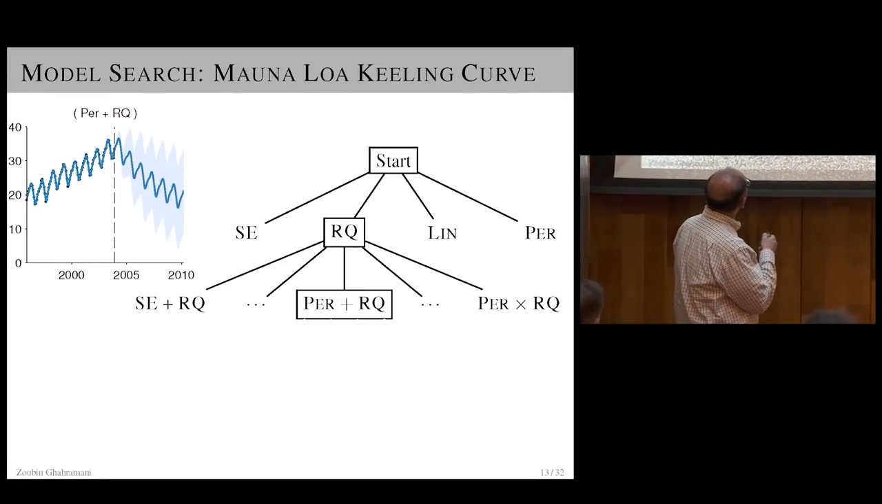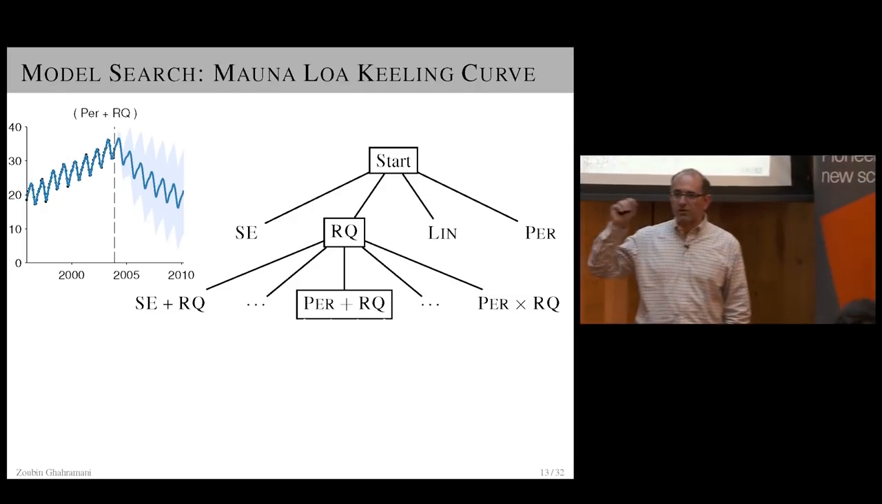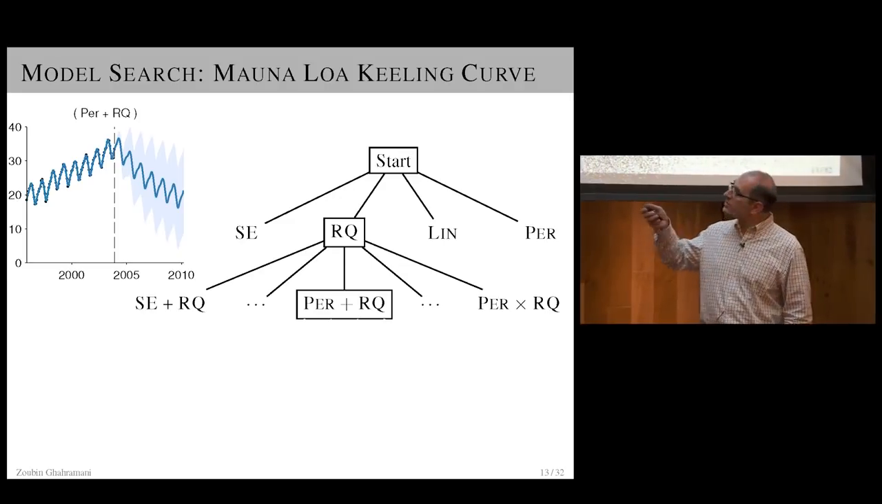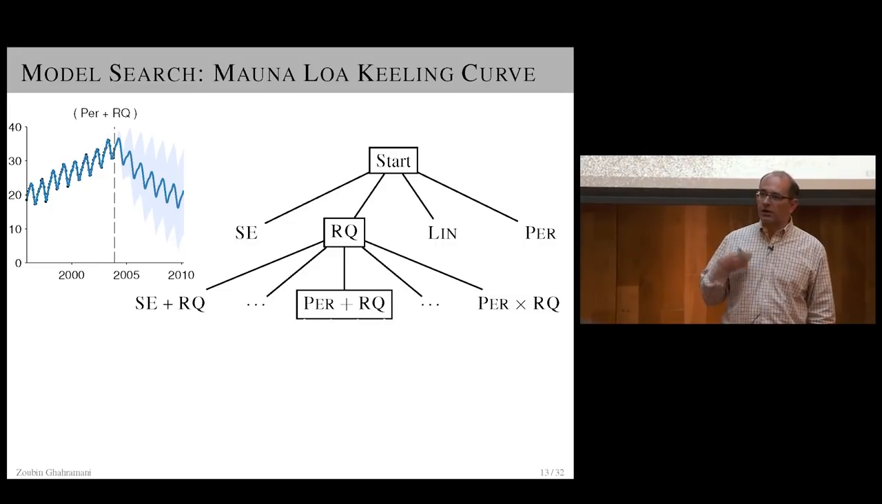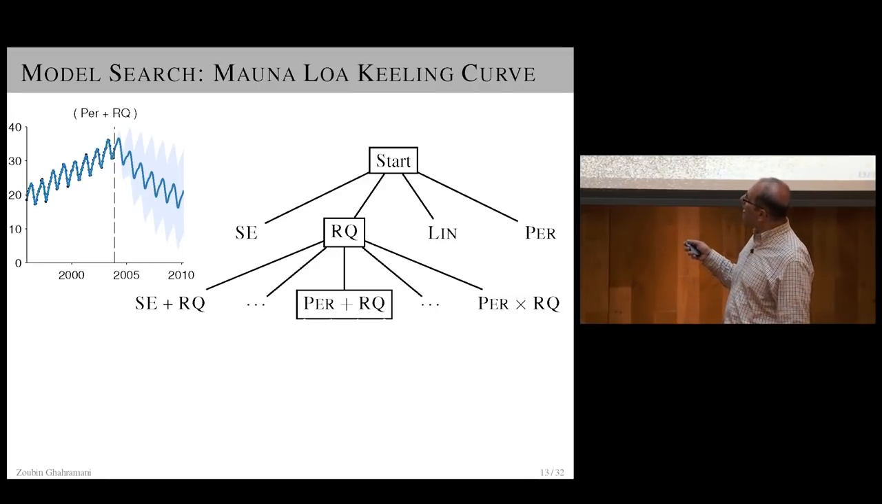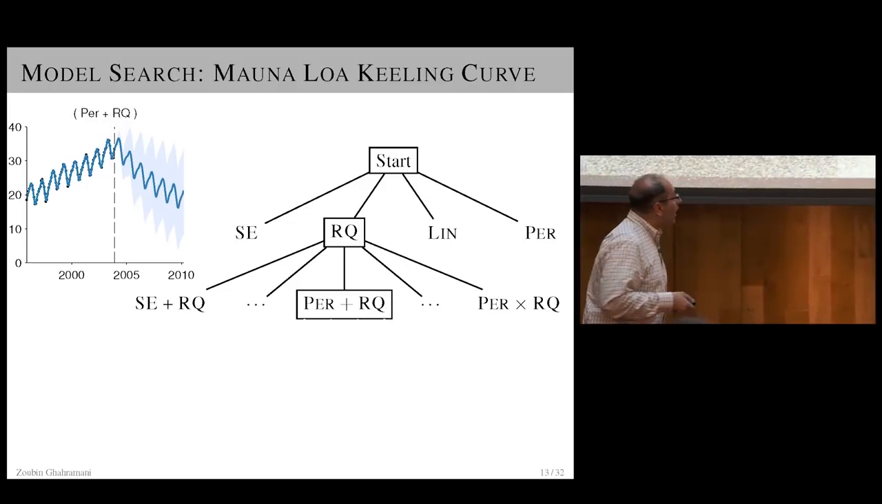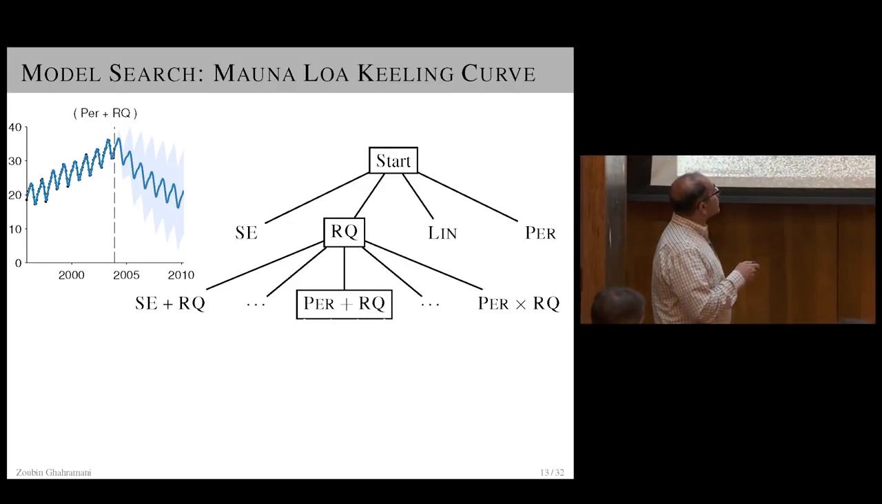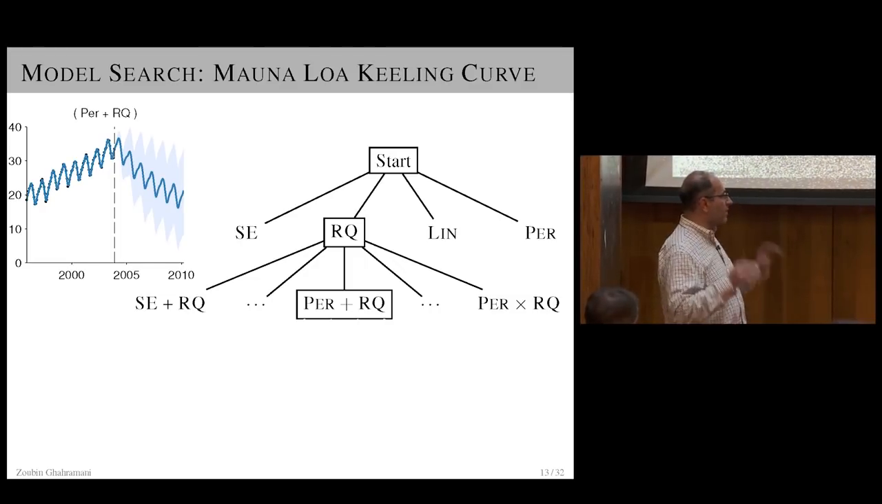So here is a time series. This is the Mauna Loa Keeling curve time series. And this curve is carbon dioxide concentration on top of Mauna Loa, which is a volcano in Hawaii. And this is a famous data set because it's been used in climate science to talk about global warming and things like that. But for us, it's just a bunch of data points along time. Here, this axis is years.